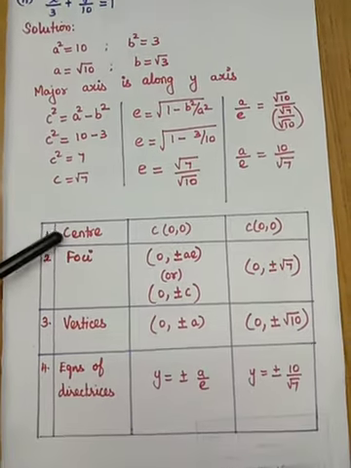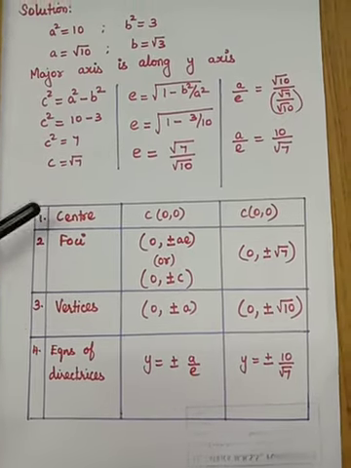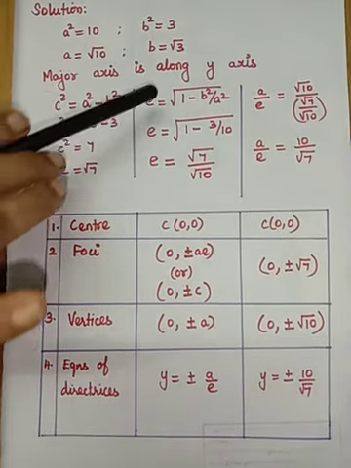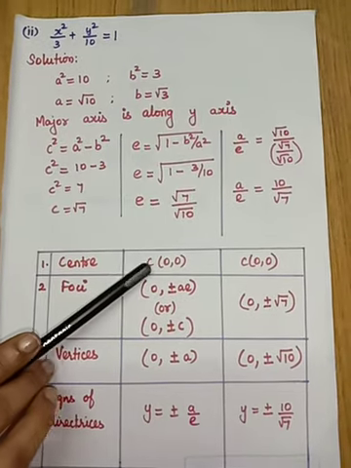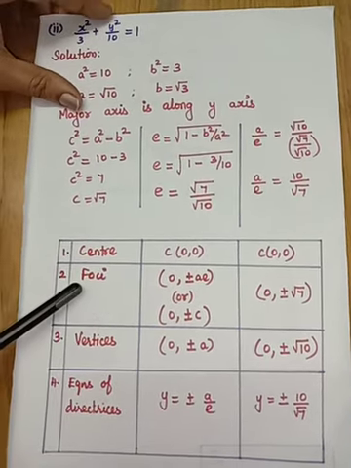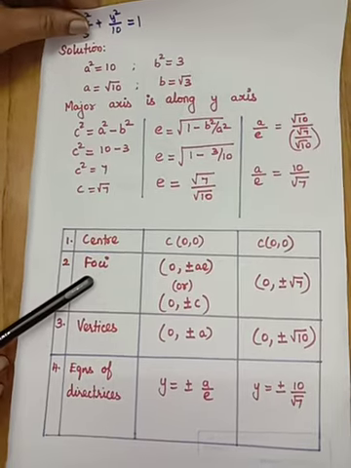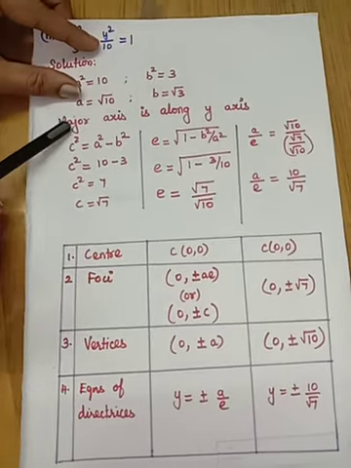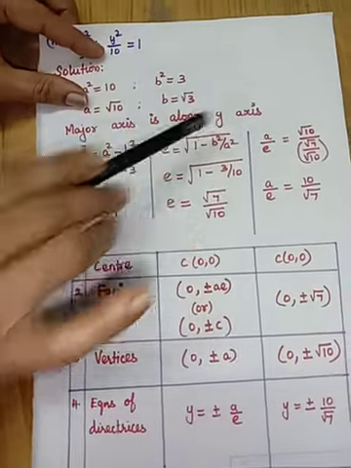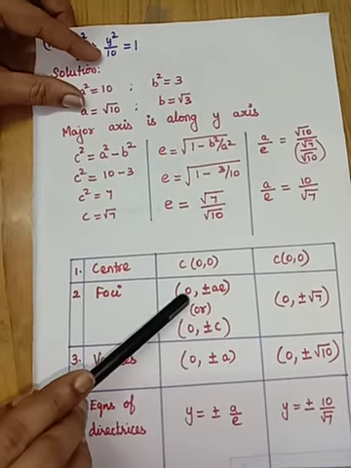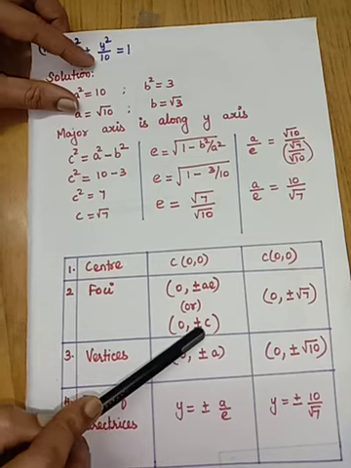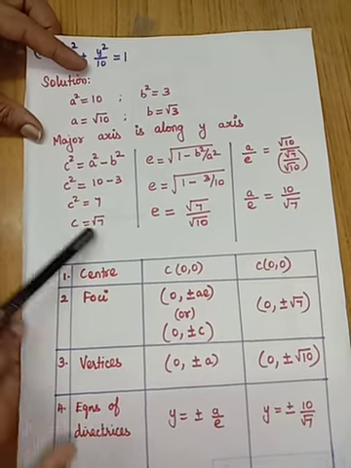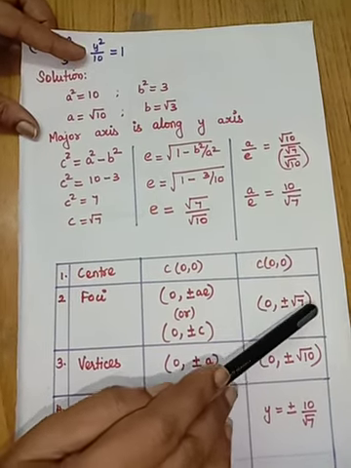Okay, so we will come to find the center. What is the center? Major axis is along y axis. So it is in the standard form. So the center is 0, 0. And come to the foci. Okay, foci. So it is again major axis is along y axis. So the foci will become 0, plus or minus AE. In the place of AE you can substitute C. So what is C here? Root 7. So 0, plus or minus root 7.